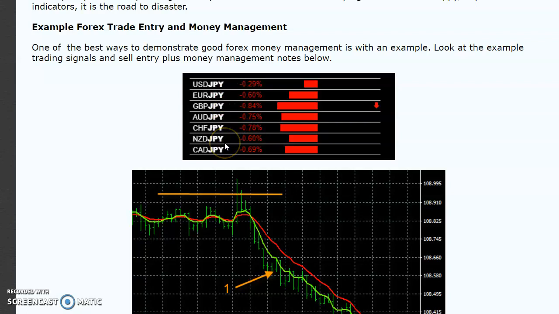These are the yen pairs. So you can see that all the yen pairs are dropping. Remember, if all the yen pairs are dropping, that means that the yen is strong. So you can see it's strong across the board, and the big movers are like the pound yen, Swiss yen, Aussie yen.